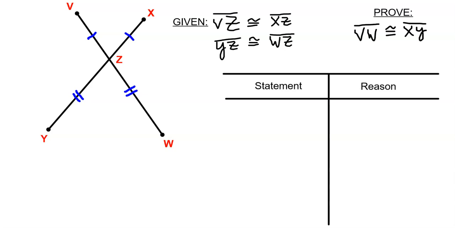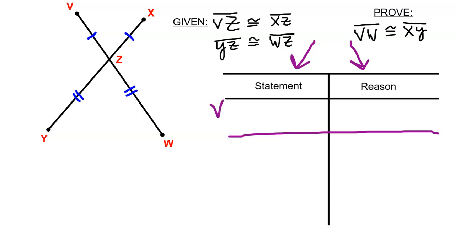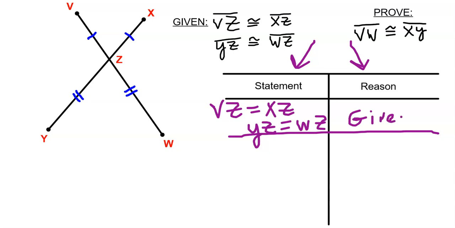A two-column proof is called a two-column proof because we create two columns. The left-hand column is a bunch of statements, and the right-hand column is the reason why we know that. The first step of every proof is to rewrite the given, because the given is what we know. It's the things that we are assuming to be true. So we know that VZ is the same as XZ, and we know that YZ is the same as WZ. Why? Because those are given. Notice that I didn't use the congruent signs or the line segment marks, because VZ and XZ without those marks are the lengths of segments VZ and XZ.